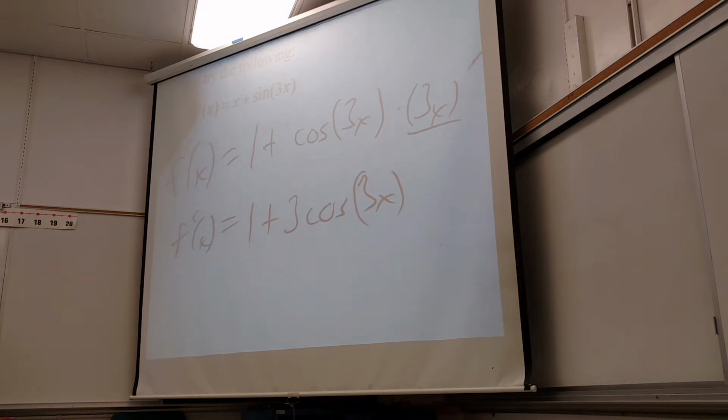So like I said, the chain rule is the reason the shortcut works. So if the inside is just linear, you multiply by its slope, because that would be what the chain rule would give you.